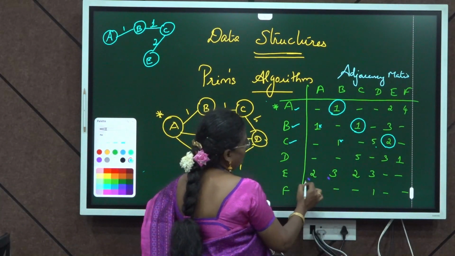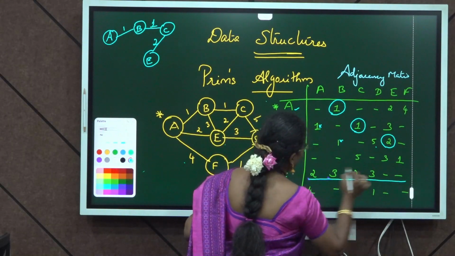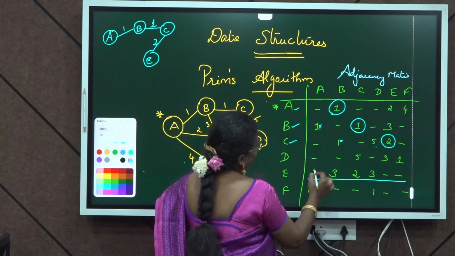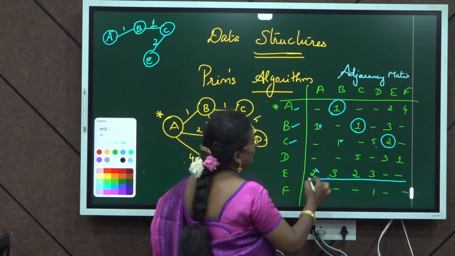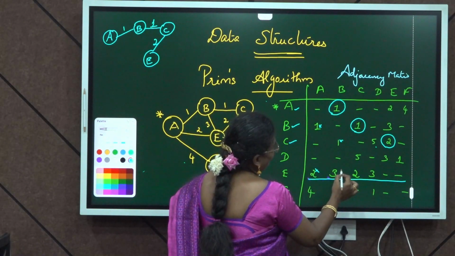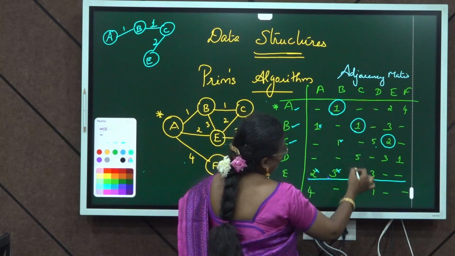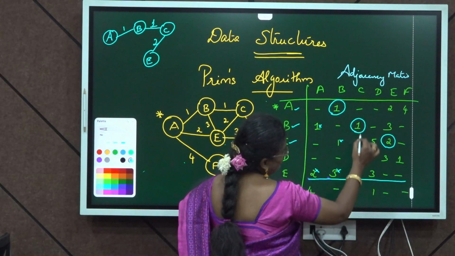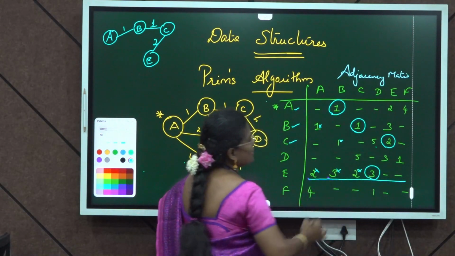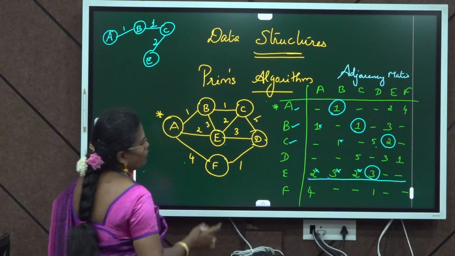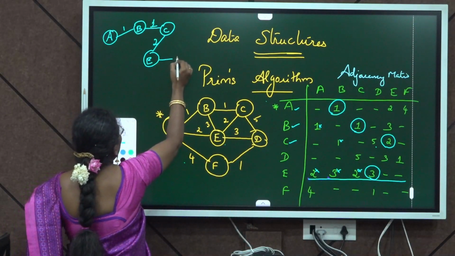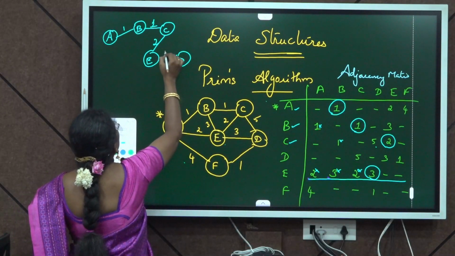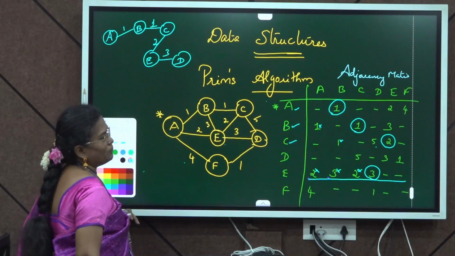So, coming to node E, this is the line which is telling about E, where it has the link with A, but A is already visited. It has an edge with B, B is also already visited. It has an edge with C, C is also already visited. So, now the shortest distance of this specific row will be 3, which is with respect to D. So, we are going to have the node D with cost 3.